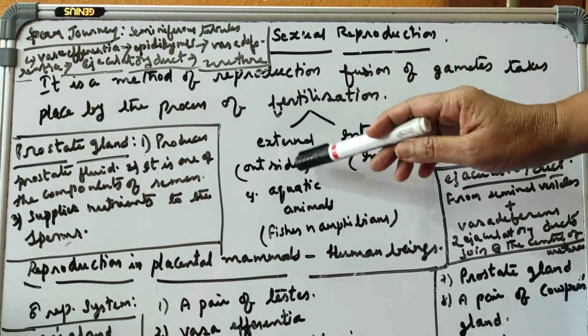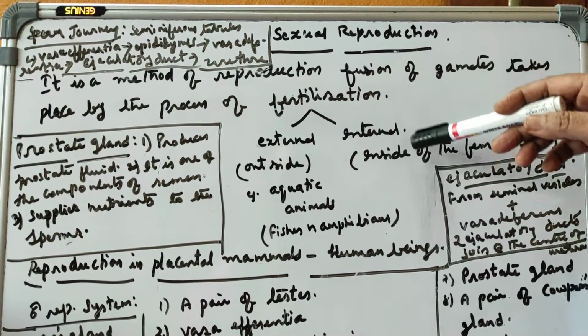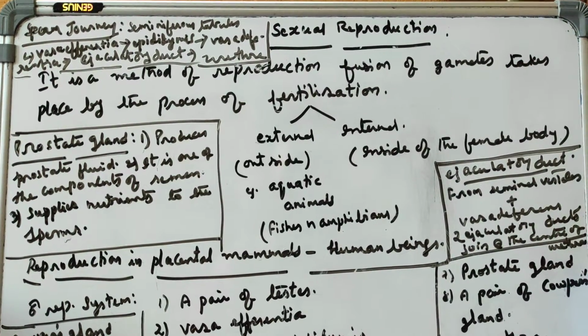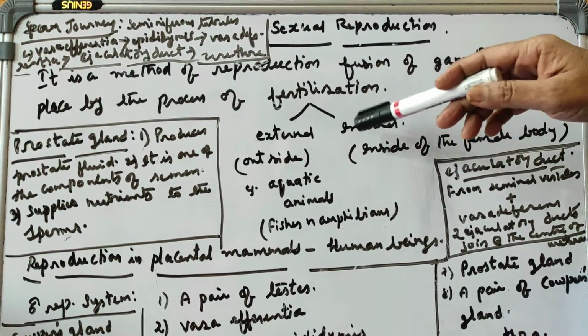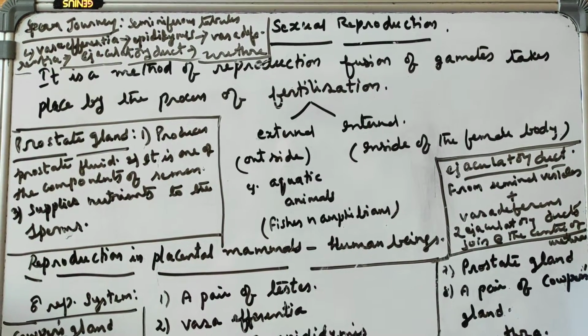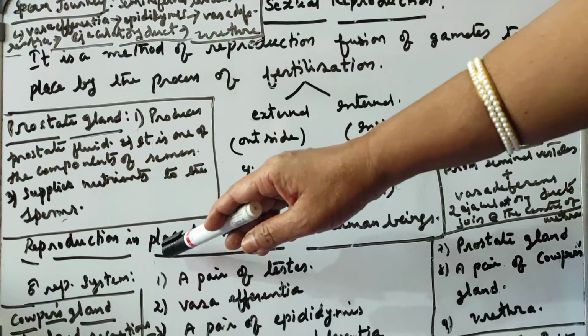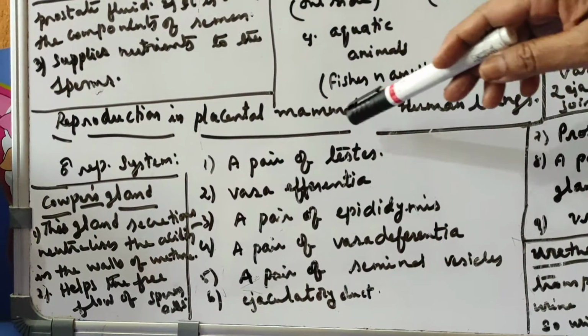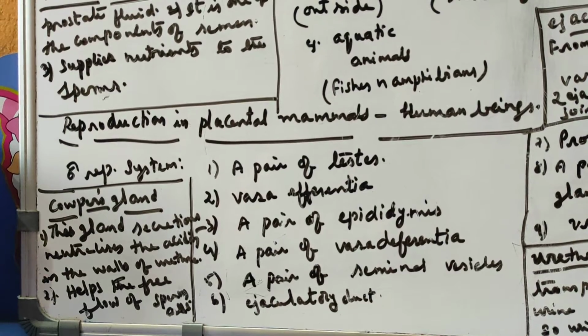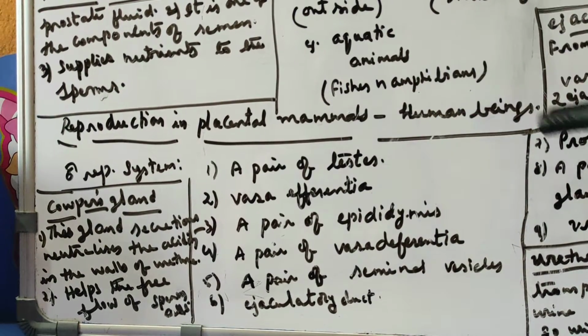So this is external fertilization, whereas internal fertilization we can see in all the mammals and even in human beings. This occurs inside the body of the female. Now reproduction in placental mammals. Placental mammals means human beings, where the placenta, uterus and everything will be there. The example here is human beings.